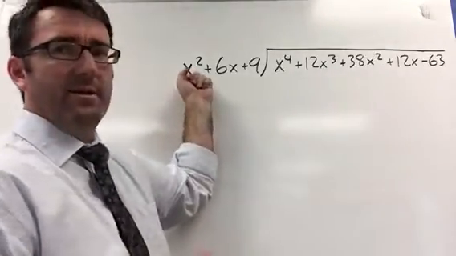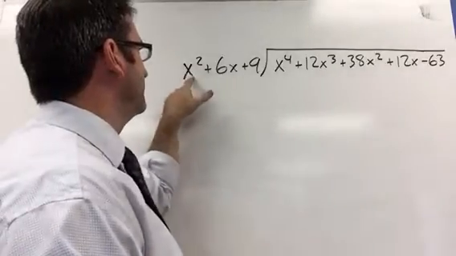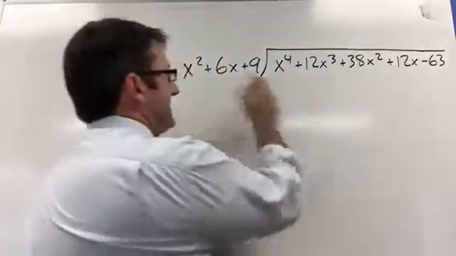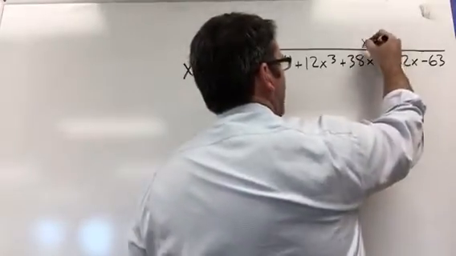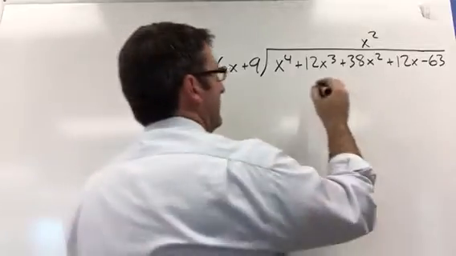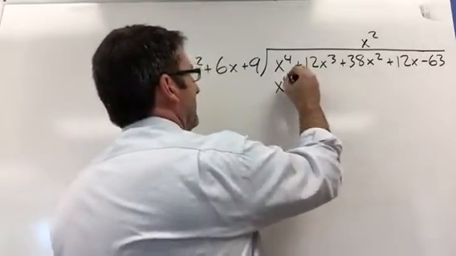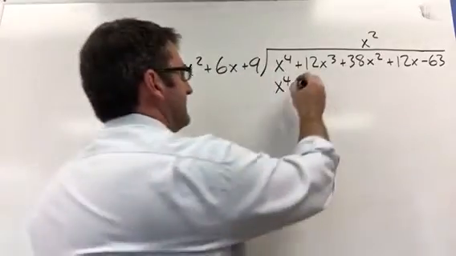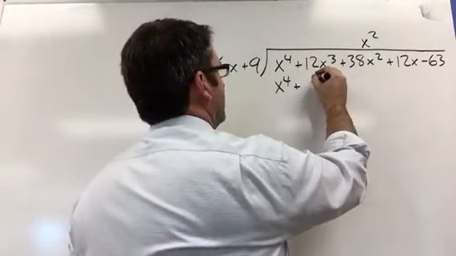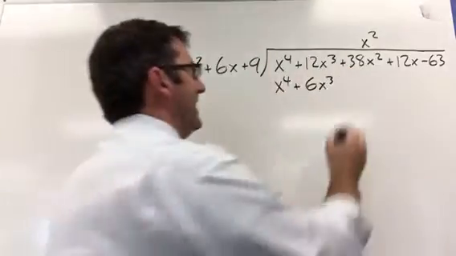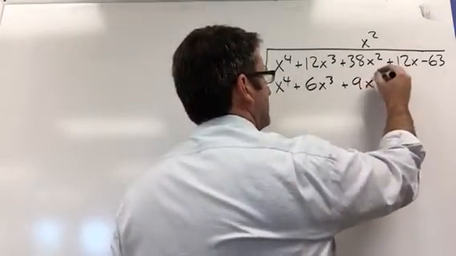We need to know, what do we have to multiply x squared by to get x to the 4th? So that's going to be x squared. And so let's put an x squared here. X squared times x squared is going to be x to the 4th. And then x squared times 6x is going to be 6x cubed. X squared times 9 is 9x squared.